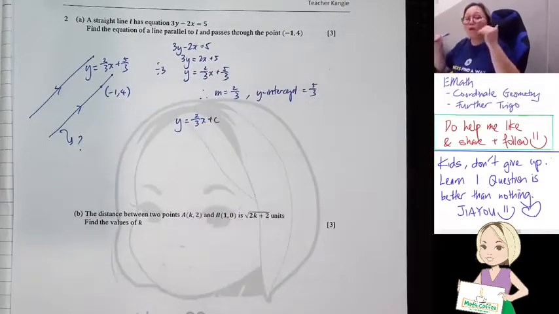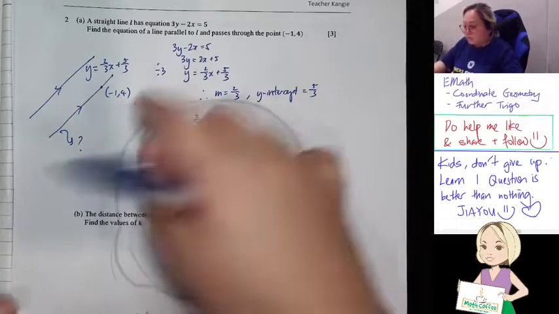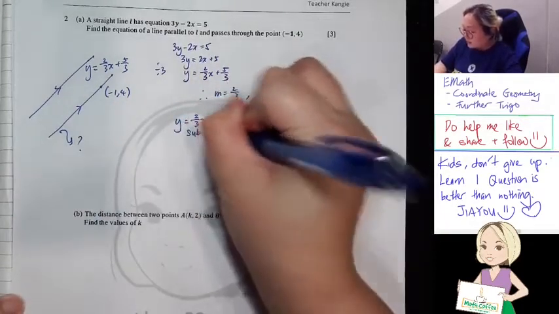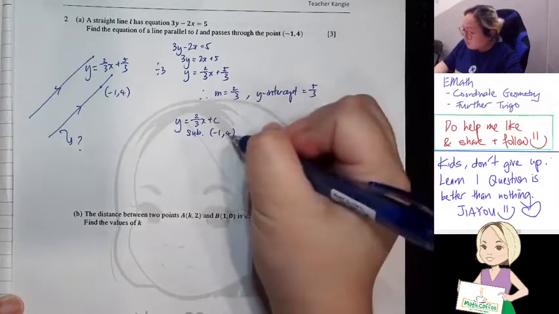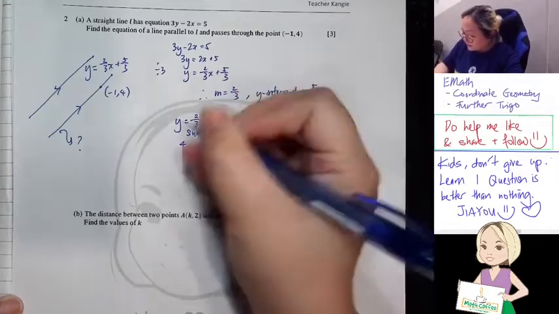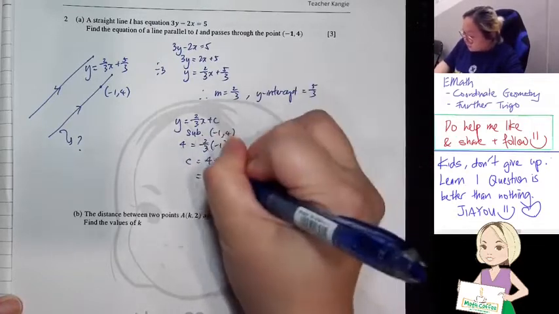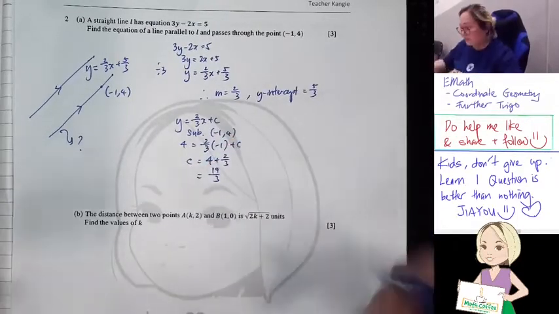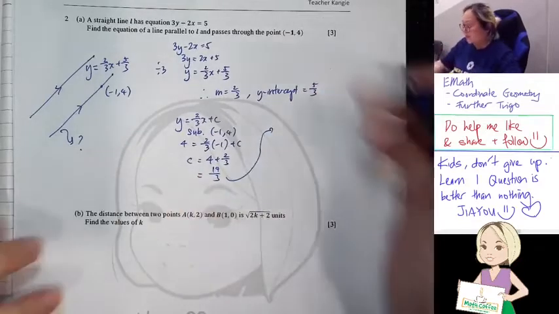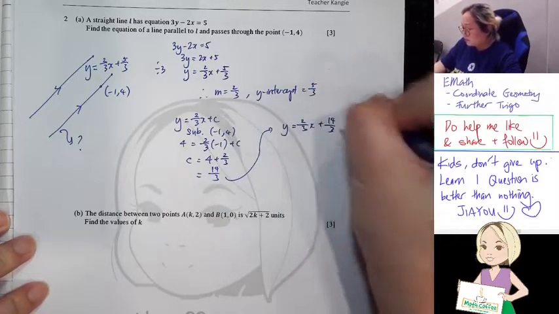Remember, y equals mx plus c, so I will say it's y equals to 2/3 x plus c. Then remember just now I taught you how to find c. You need to substitute any point which is on the line, and they give us 1 point. So I will substitute negative 1, 4. So 4 is the y, so it will be 4 equals to 2/3 times negative 1 plus c. So c is equals to 4 plus 2/3, and we will get 14 over 3. So c is found. So now the equation of the line is y equals to 2/3 x plus 14 over 3, and that's your answer.